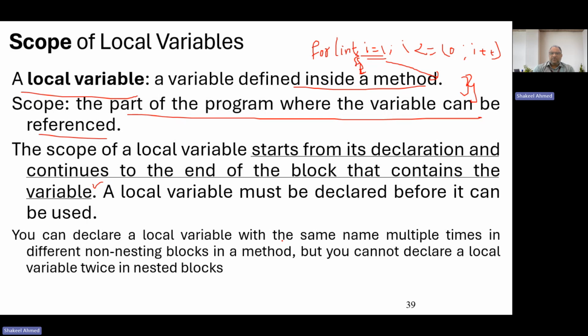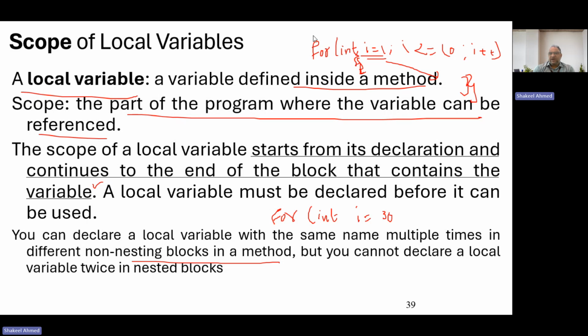You can declare a local variable with the same name multiple times in different non-nesting blocks. So this is one for loop. For example, you have another for loop. Yes, in another for loop also you can declare integer i is equal to 30. Why?